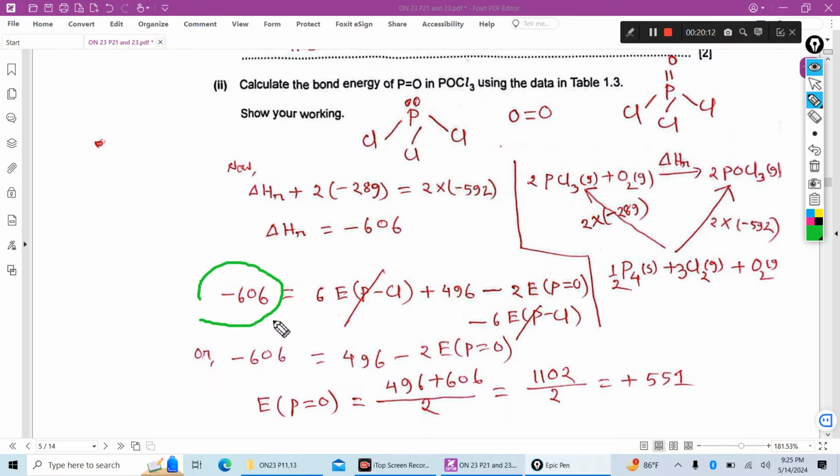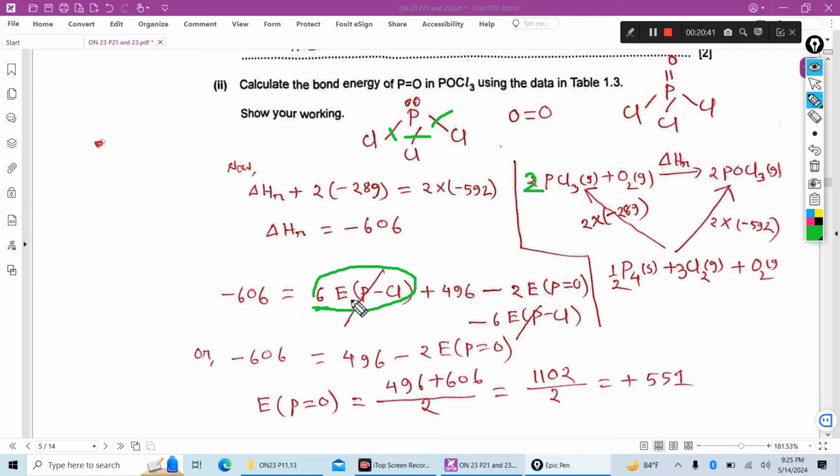Now you know the enthalpy of the reaction is bond broken energy minus bond formed energy. So here, 6 times the energy of the P-Cl bond. Why? Because how many? 1, 2, 3. So 2 moles, 2 times 3, 6.